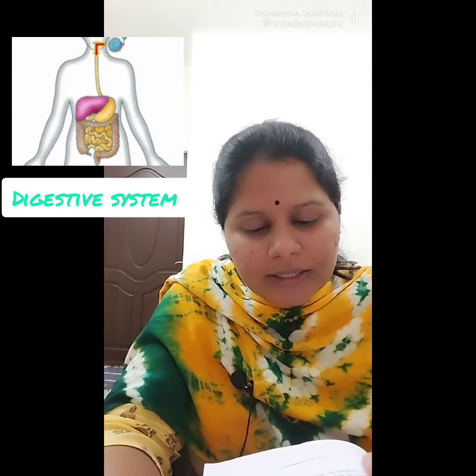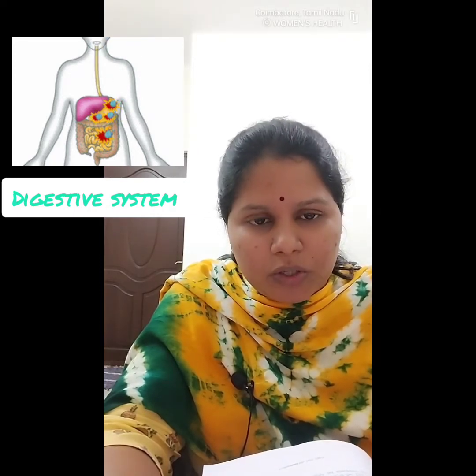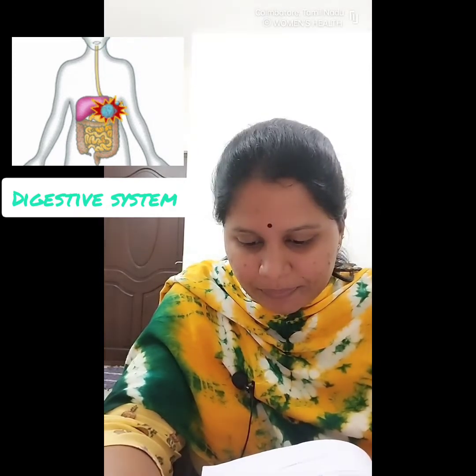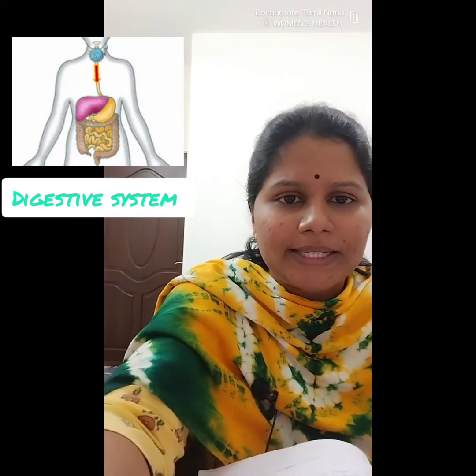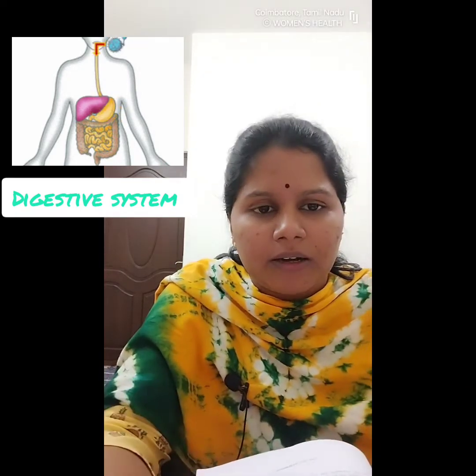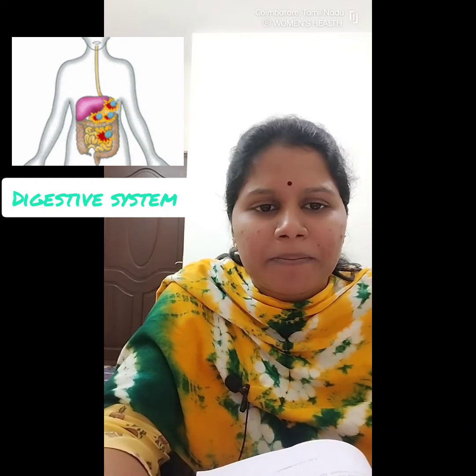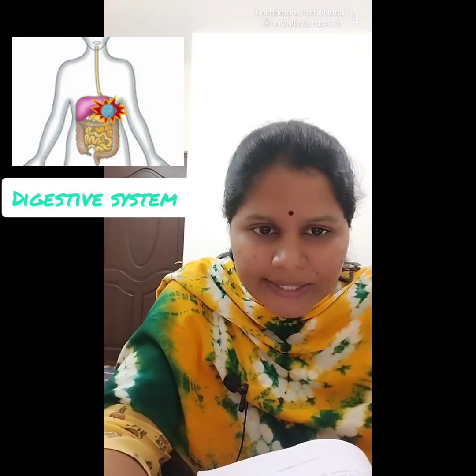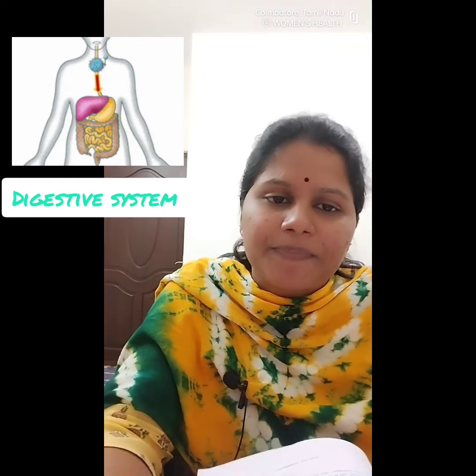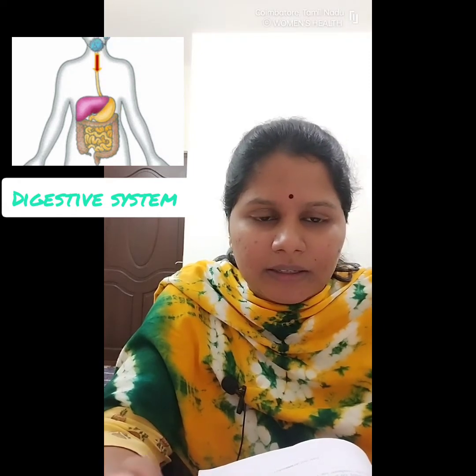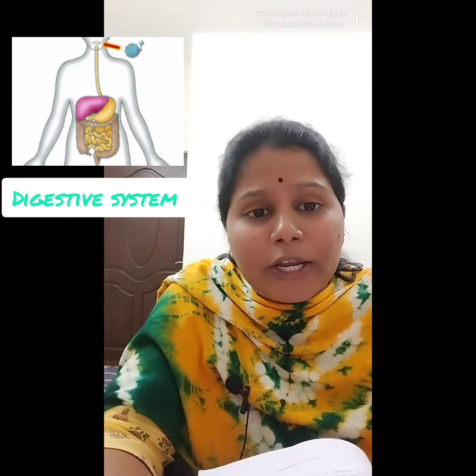Etiology, the reason for some disease, that is what is called etiology. Idiopathic means unknown reason. Due to an unknown reason, some pathology or some disease is happening, in that case that is called idiopathic.